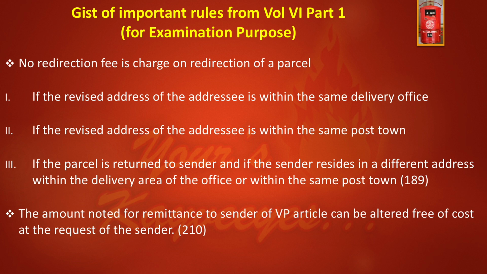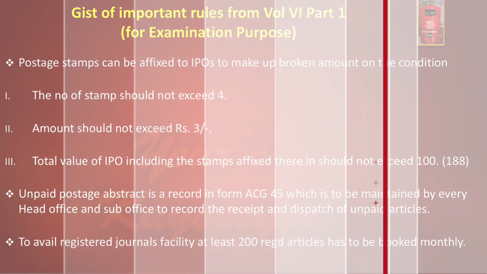The amount noted for remittance to the sender of a VP article can be altered free of cost at the request of the sender. The amount can be altered. This is as per Rule 210.